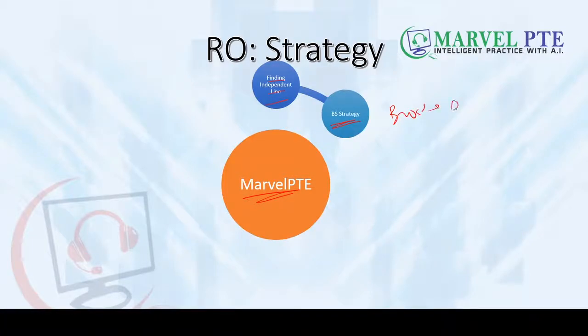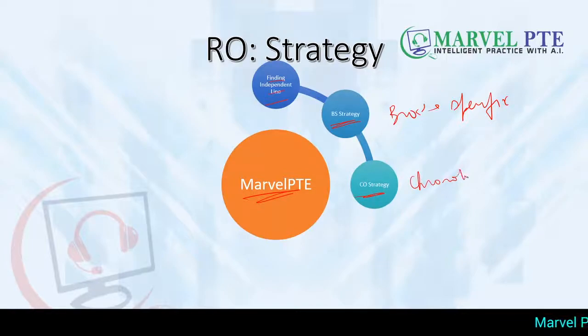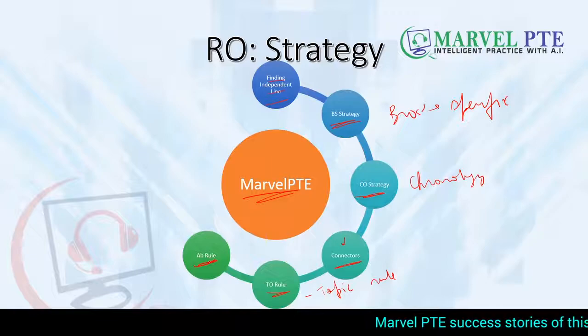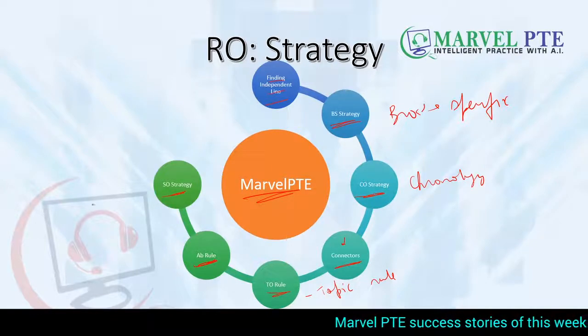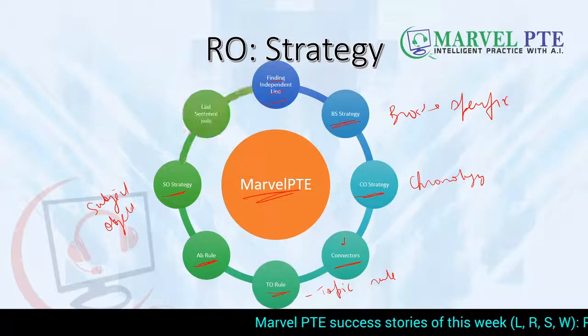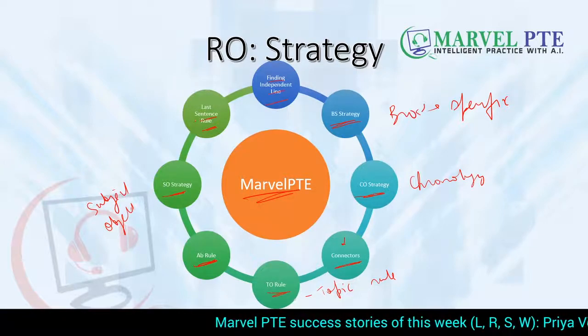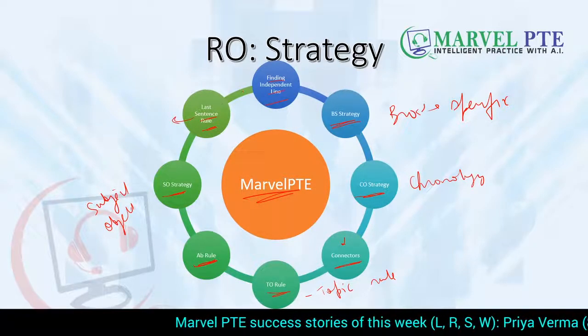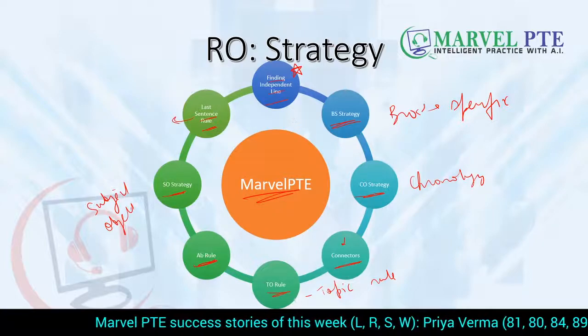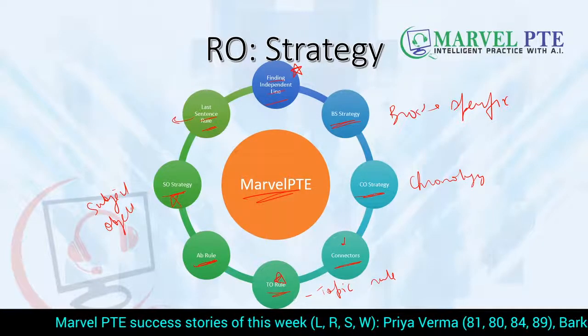then BS strategy, which is brought to specific strategy, then CO strategy, which is chronology strategy, then connectors, how we can make the pairs based on connectors, then TO rule, which is topic order rule, we had seen its implementation today, AB rule, which is abbreviation rule, SO strategy, subject object strategy, we had seen its usage today, and then how to find the last sentence or the conclusion, and we had seen its usage also. So from the strategies, we today could solve a reorder paragraph based on 1, 2, 3 and 4 strategies.